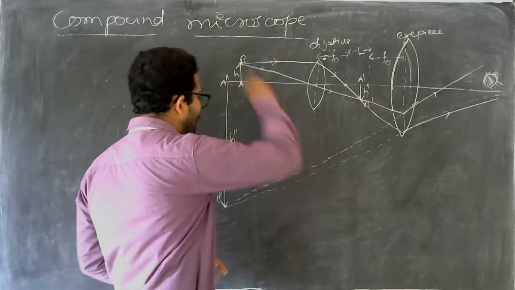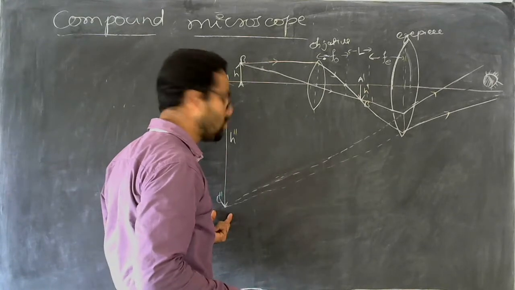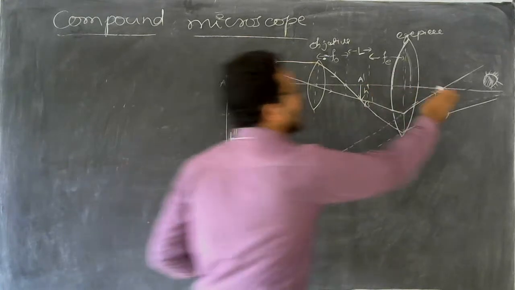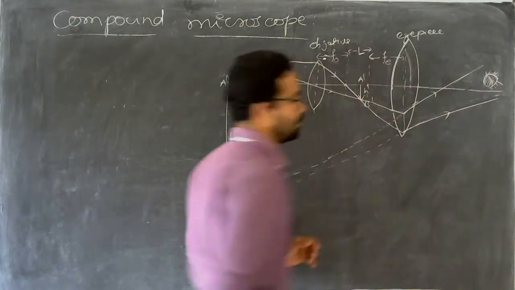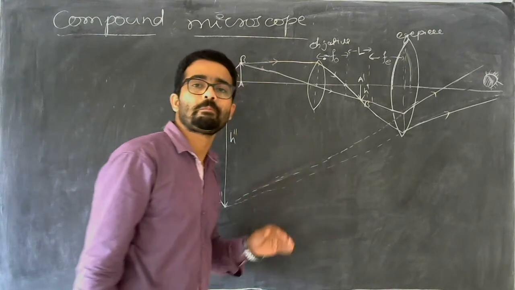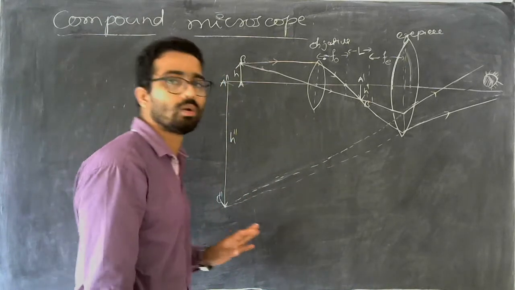So this is an enlarged image, and it is a virtual one, the same side as the object, which can be viewed through this eyepiece. So this is the concept here, and this is an idea also.